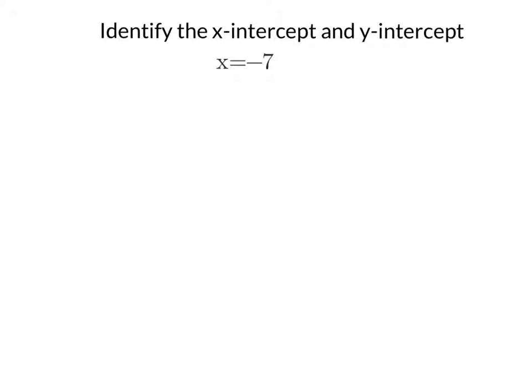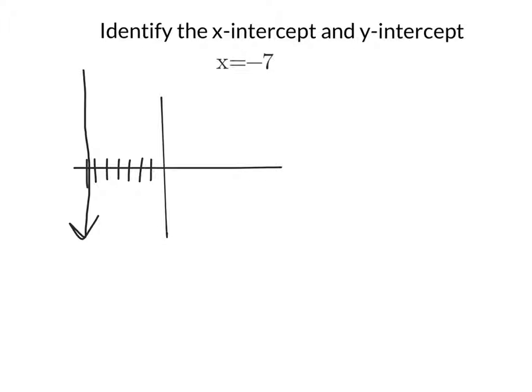Now in this example, we have the equation x equals negative 7, and you'll recall from our previous work that any equation of the form x equals a constant is a vertical line, so I'm just going to roughly graph what this line would look like. 1, 2, 3, 4, 5, 6, 7. This line would be a vertical line that goes through -7. I kind of missed it on the x-axis.